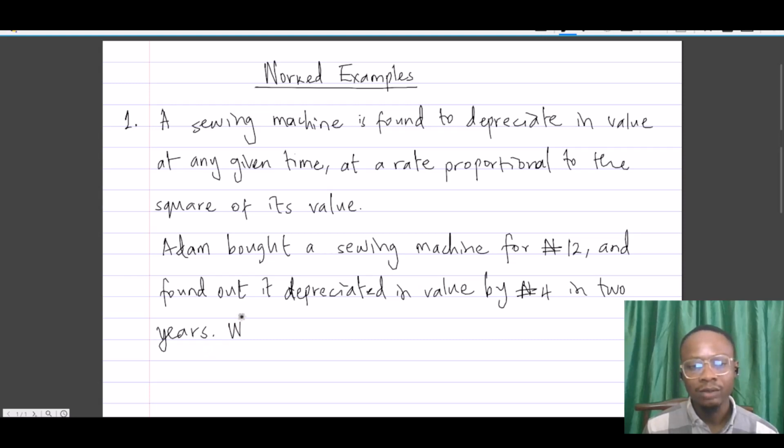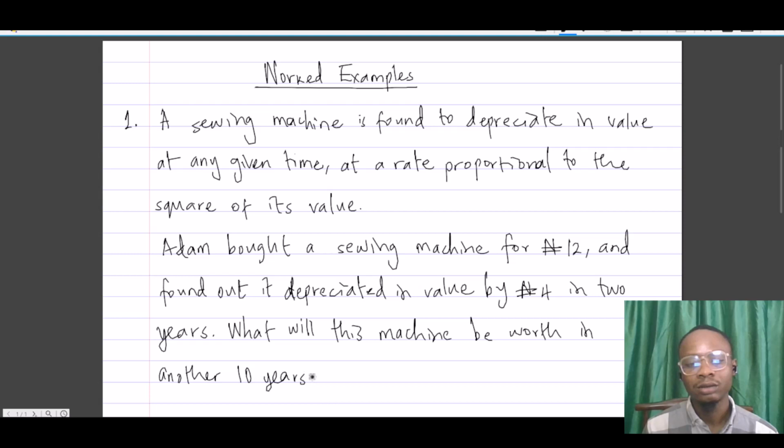So we are now asked, what will this machine be worth in another 10 years? In another 10 years. All right.